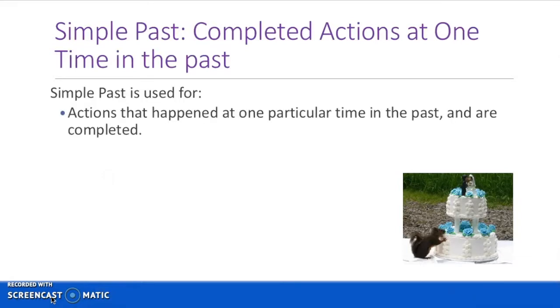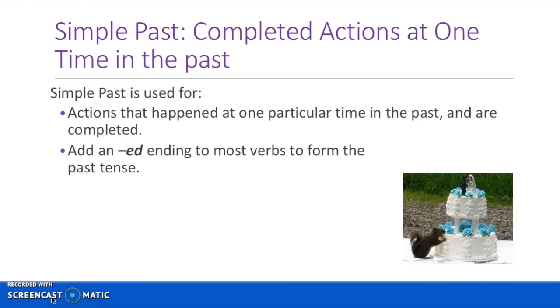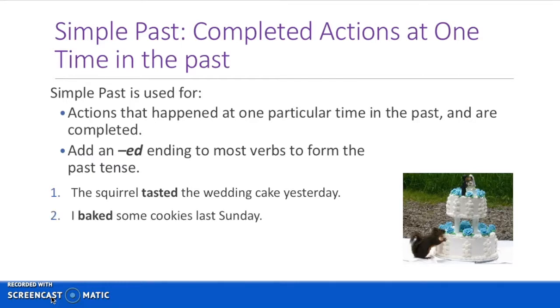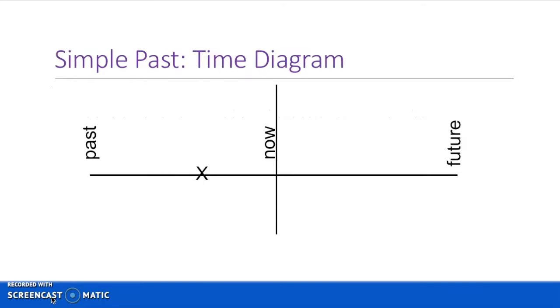The simple past is used for actions that happened at one particular time in the past and are completed. Add an ed ending to most verbs to form the past tense. Here are some examples. The squirrel tasted the wedding cake yesterday. I baked some cookies last Sunday. Those verbs are in the simple past. Here's a simple time diagram to show the simple past. You can see that the X represents an action that happened in the past and is completed.